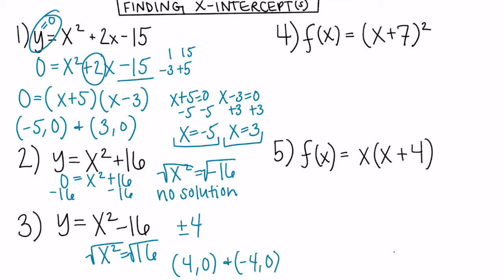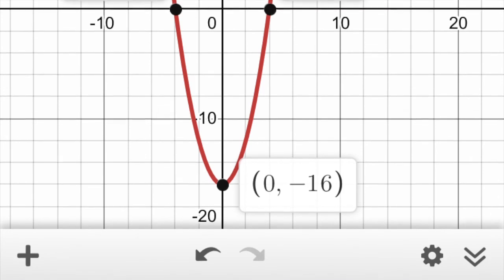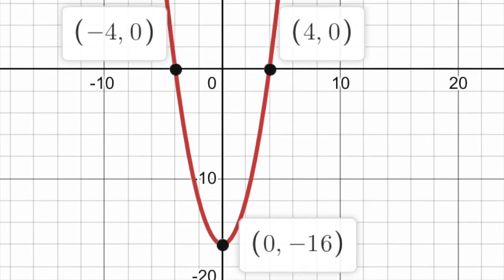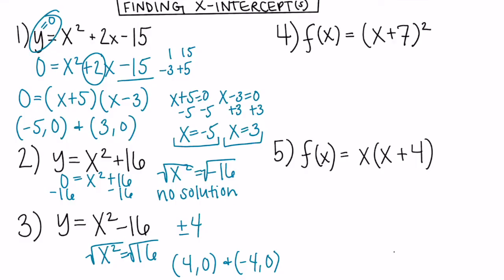Let's take a look at what that looks like on the graph and double check we got it right. So this time our vertex is at negative 16, which means it does cross at 2 points, that positive 4 and negative 4. All right, number 4 looks slightly different because it's f of x equals x plus 7, and then that's the whole thing squared, not just x squared, but x plus 7 squared. So we can't just do x squared 7 squared. It's x plus 7 times x plus 7.